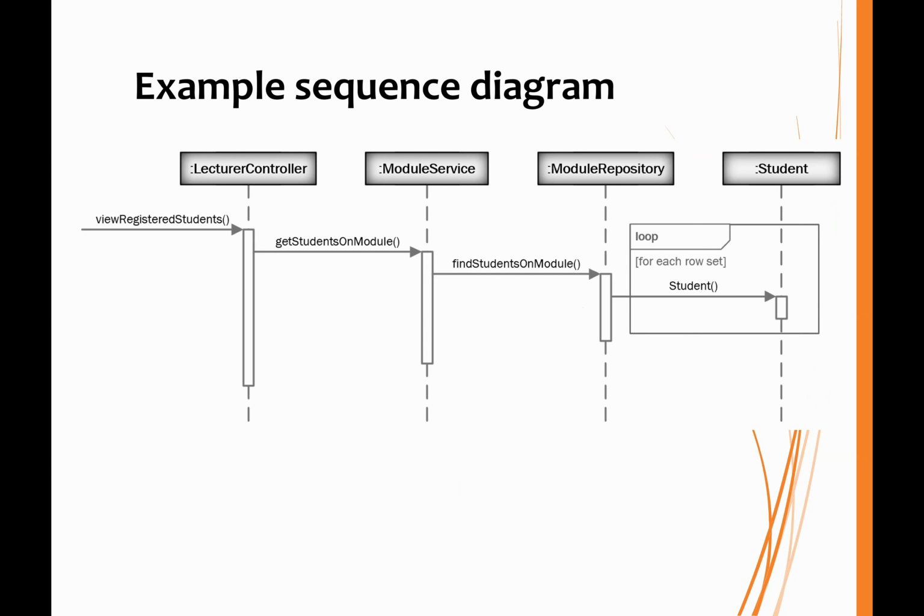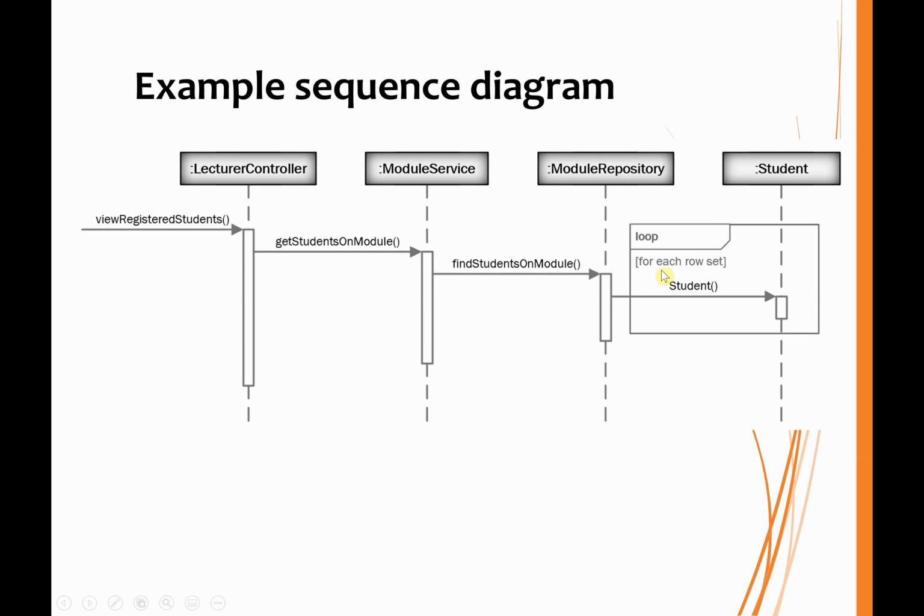So here's an example sequence diagram. We have in the lecturer controller object a method call to view registered students, which will then at some point call get students on module from the module service. And that method will call find students on module from the module repository. What that will do is iterate, and for each row set, so there's an assumption going on here that there's a database being used, hence the repository.